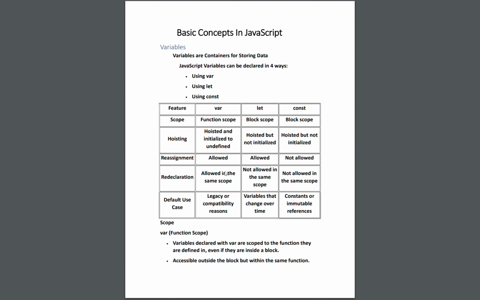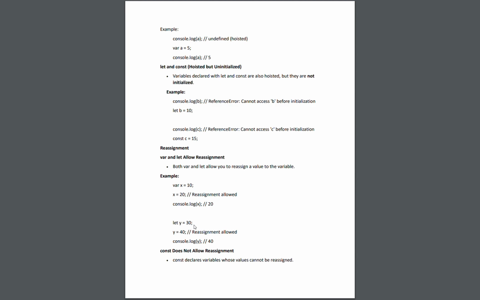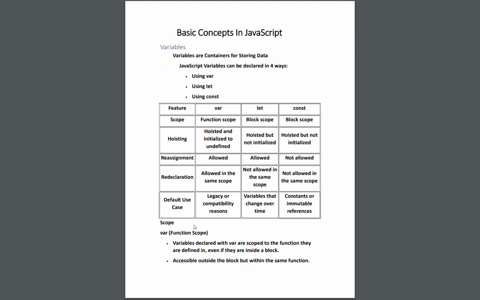In coming to the scope, var is a function scope. This means variables declared with var are scoped to the function they are defined in, even if they are inside a block. We can define a block as a number of statements between two curly braces. So var is a function scope. It can be accessible outside the block but within the same function.